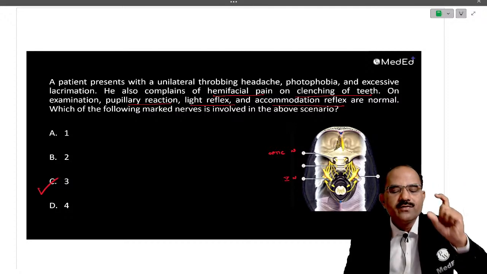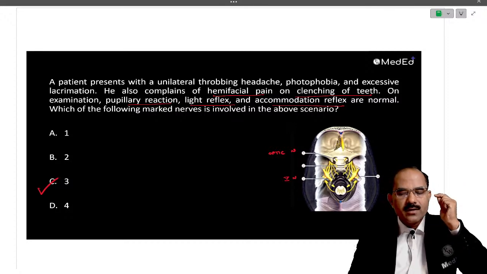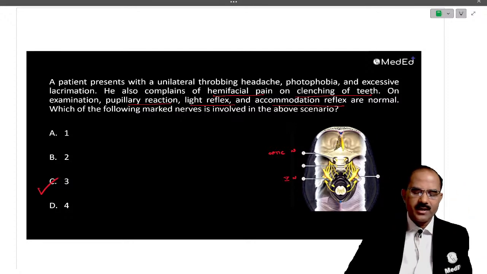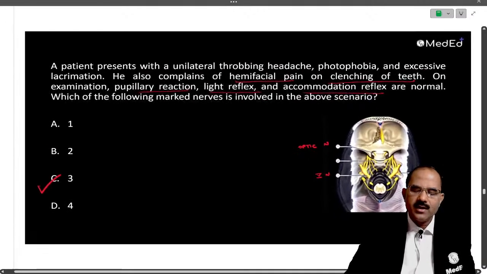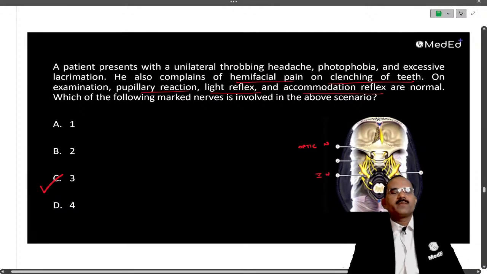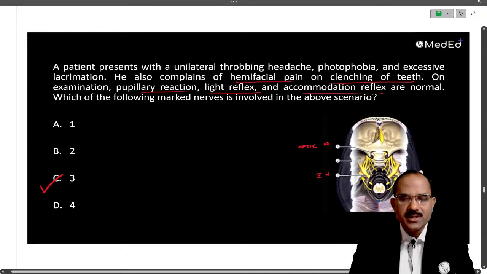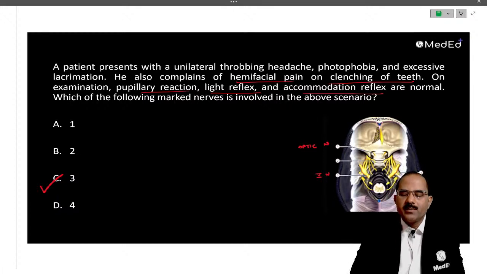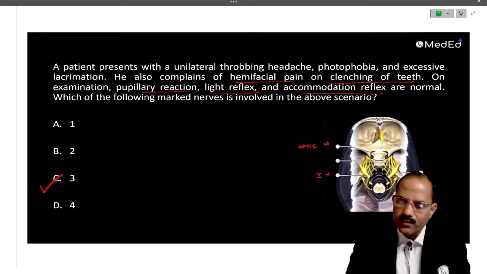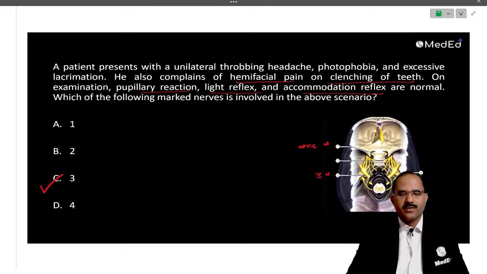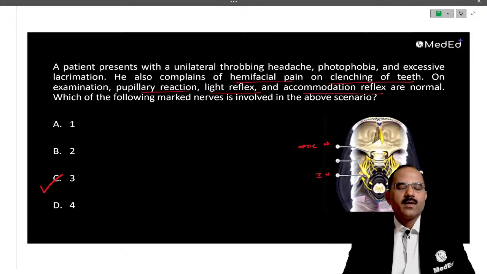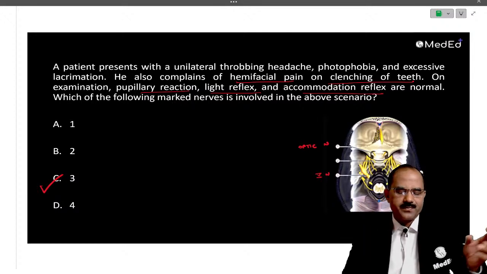The maxillary division leaves the skull through which foramen? Can anyone tell me? That's the foramen rotundum. And the mandibular division leaves the skull through the foramen ovale. Yes, very good.